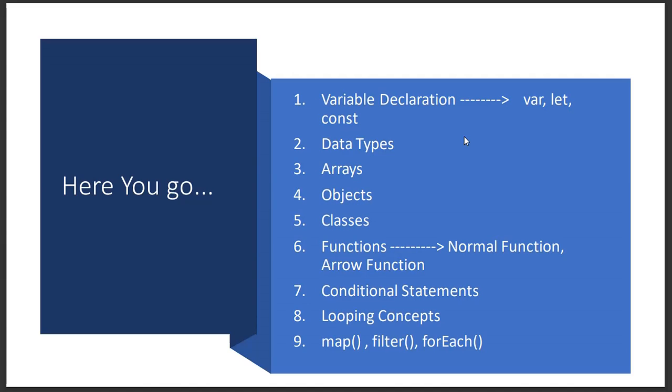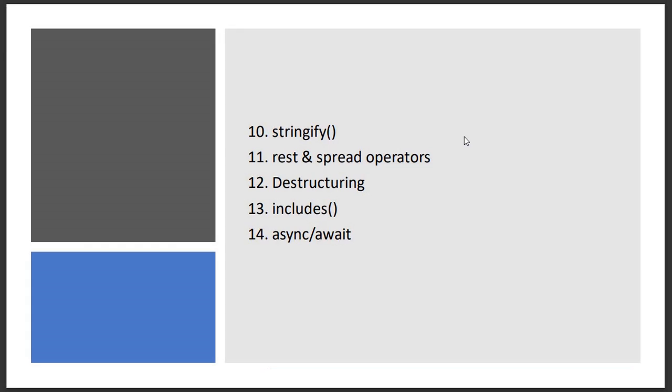What are the different conditional statements we have? What is meant by the looping concept? What is the purpose of the map, filter, and forEach functionalities? What is the purpose of the stringify method? What are the different operators available? And what is the purpose of the rest and spread operators?